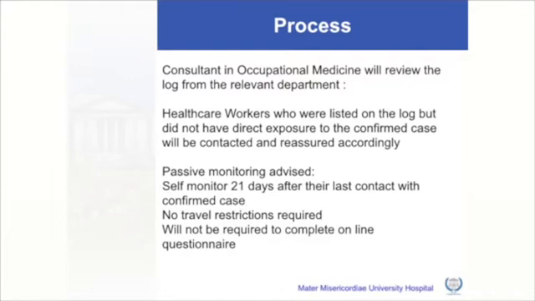We'll ask them to self-monitor for 21 days after the last contact with a confirmed case. In this case, they're deemed to be low risk, so there are no travel restrictions required, and they will not be required to submit the 21-day surveillance as required for close contact exposures.